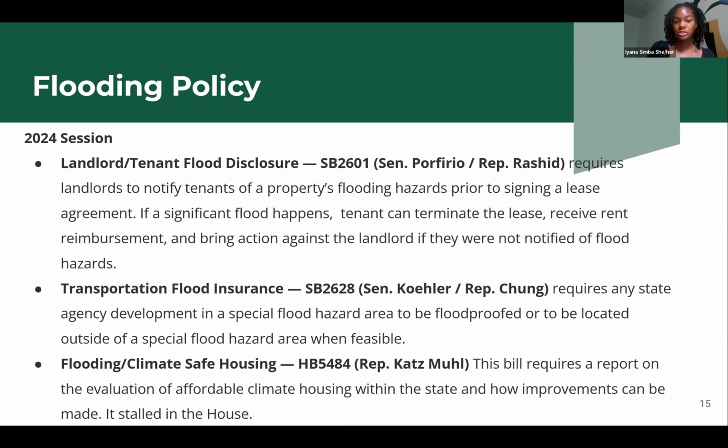And then I do want to mention the landlord tenant flood disclosure. This requires landlords to notify tenants if there is a significant flooding hazard for that property. In the case that it does end up flooding and the landlord has not notified them, people can even go as far as to bring action against the landlord. And then just generally, a tenant can also terminate their lease or receive rent reimbursement as well. That was a huge victory, and we passed that, and we're looking forward to that being signed into law.